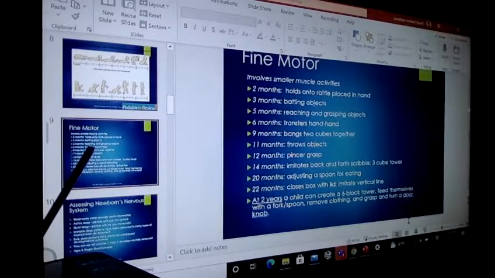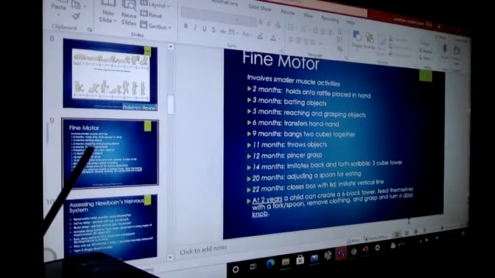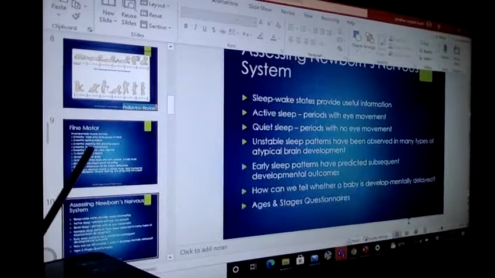Then at 14 months, imitates back and forth scribble and a 3-cube tower. At 20 months, adjusting a spoon for eating. So even at 1.5 years, they start learning how to feed themselves. At 22 months, closing a box with a lid and imitating a vertical line. And then finally, at 2 years, a child could create a 6-block tower, feed themselves with a fork or a spoon, remove clothing, and grasp and turn a doorknob.